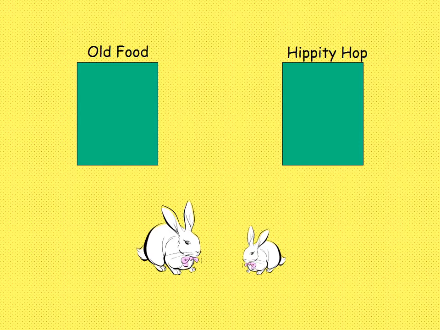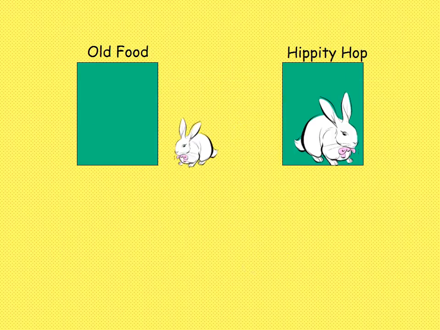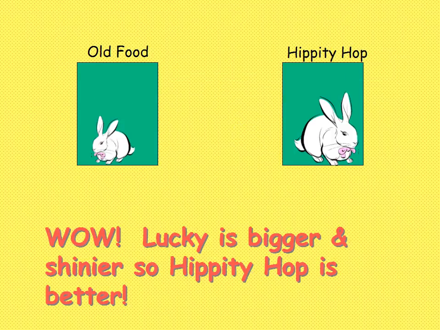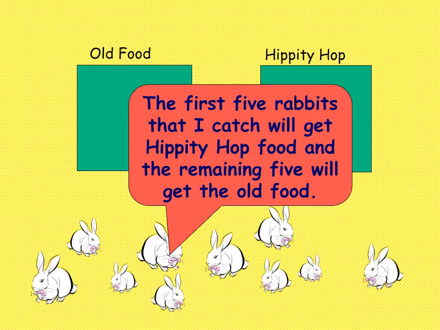Okay, so now we've got two rabbits. We're going to use my rabbit Lucky, and we're going to use my friend's rabbit Flash. My rabbit gets the new food, friend's rabbit gets the old food. Wow, Lucky is bigger, shinier, so hippity hop is better. Okay, we still can't do that. We need, in any experiment, what we call replication. We have to be able to conduct the experiment on enough individuals in both groups so we know it's not based on chance alone.